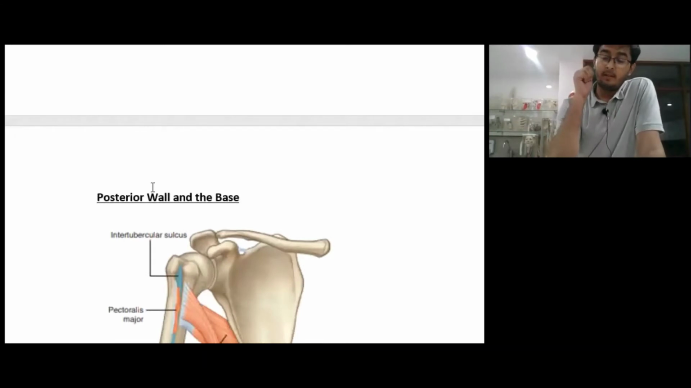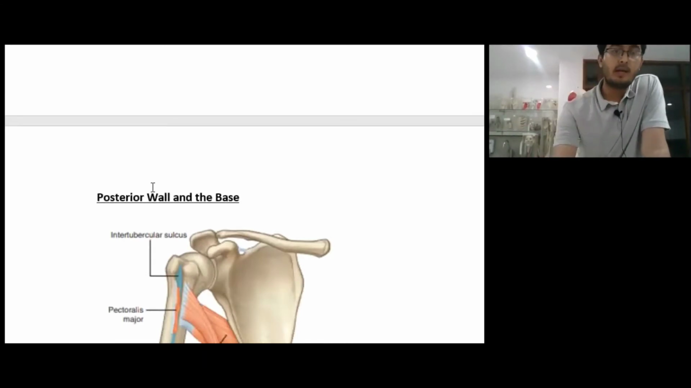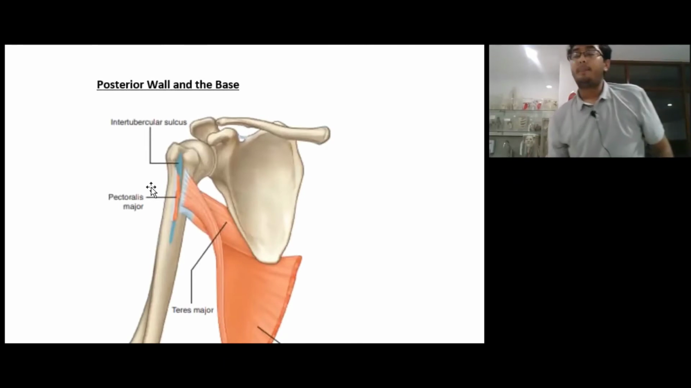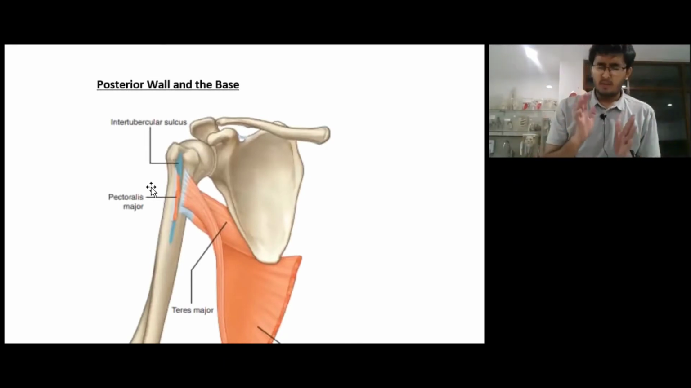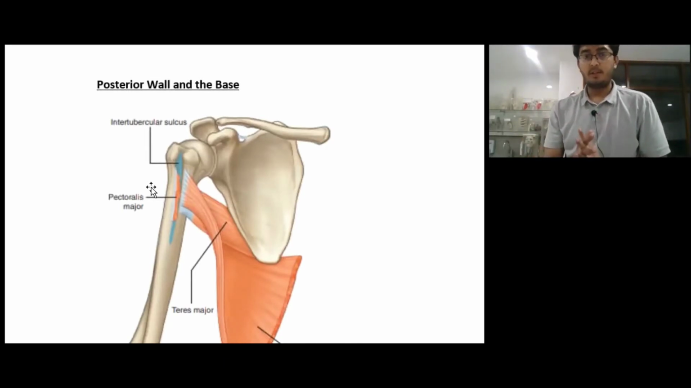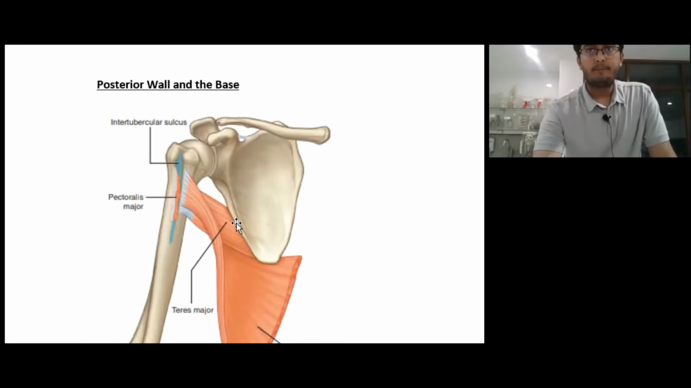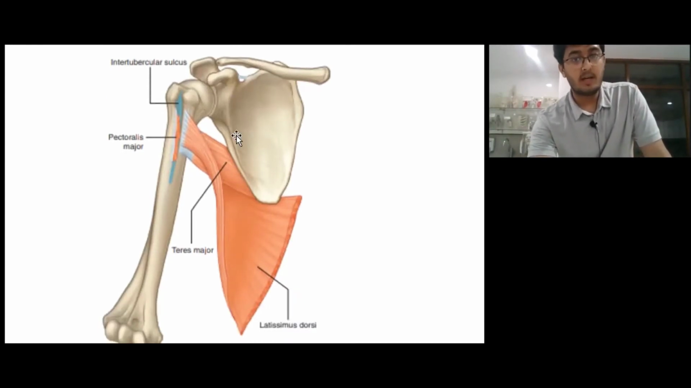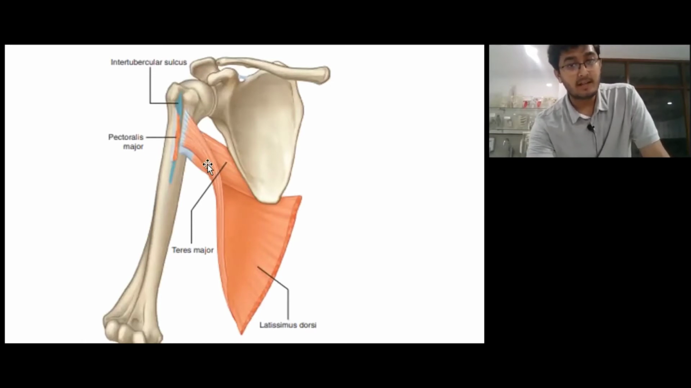So we have done the anterior wall, the medial wall, the lateral wall, and the apex. Now it's time to talk about the posterior wall and base. The posterior wall is formed by the muscles which were present posteriorly. Just think, what were the muscles that we talked about that were present posteriorly? We had latissimus dorsi, and another muscle which we didn't talk about that forms the posterior wall of the axilla, that is the teres major.